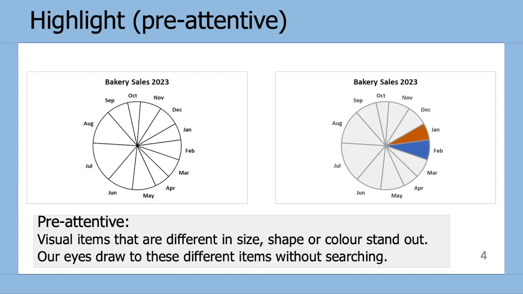Alright, so the next use of color is to highlight different elements of a visual, which takes advantage of pre-attentive processing. Pre-attentive processing means that in a visual, items that are a different size, shape, or color will stand out because the human eye is drawn to these different items without doing much searching. So on the right-hand side, the two colored slices in the pie graph immediately stand out.